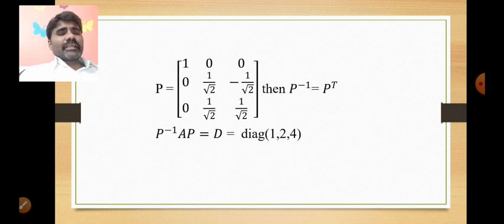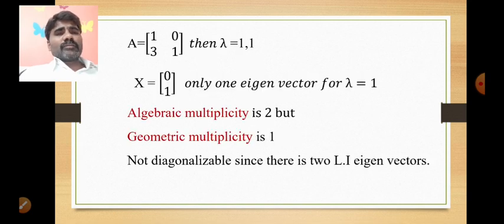Now we can take another example. Sometimes it may not be possible, the given matrix may not be diagonalizable. Now we will see that example. Let us take one problem. A is equal to [1 0; 3 1]. Then its eigenvalues are 1, 1.